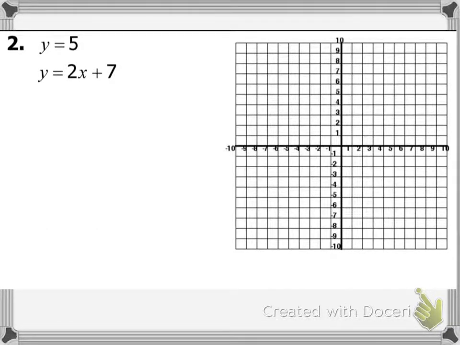It's crossing my y-axis. Where at? 5. Very good. So I can put a point at 5 on my y-axis, and then draw a line through it. A horizontal line. Don't forget your arrows on your lines. Questions on the first one?